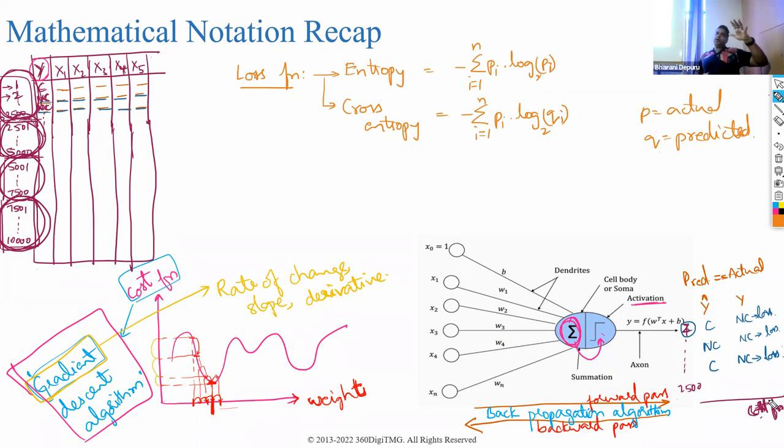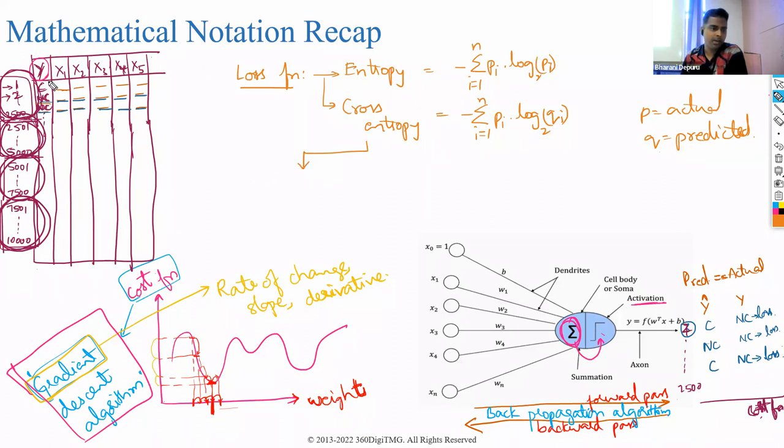Entropy is calculated for individual columns. For every column, you calculate entropy, and then using that, you calculate something called information gain. How much information do I have in each column, each variable, each feature? Those features which have high information are what you'll choose for your model building. But in cross entropy, you're trying to compare actual values and predicted values. Hence, it is given the name cross entropy.